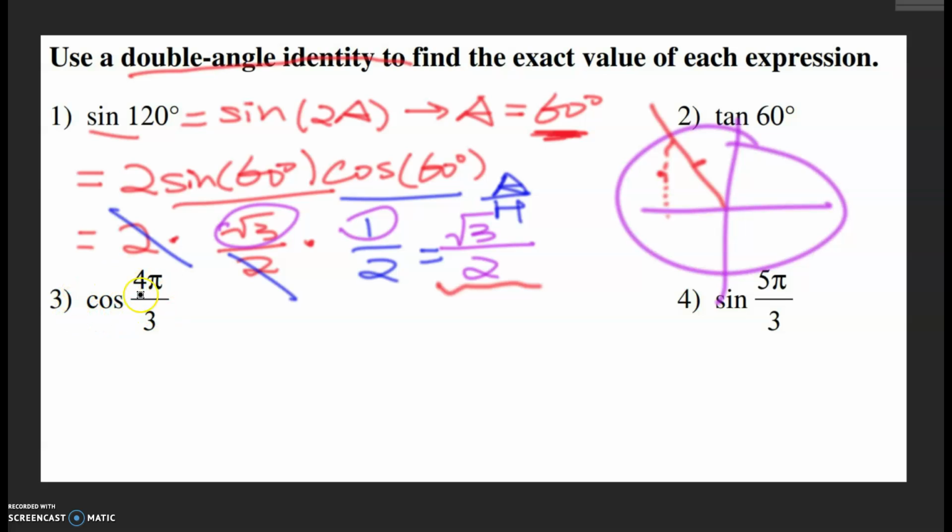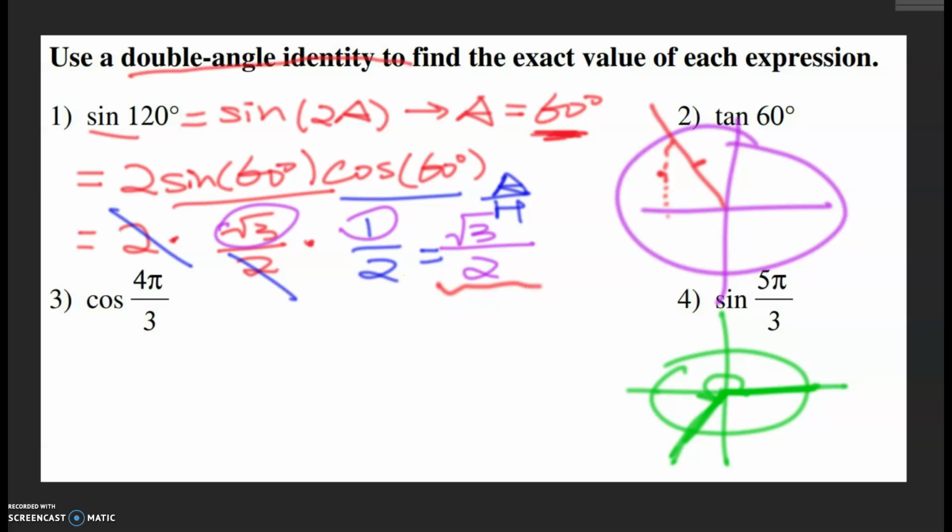Number two, cosine of 4 pi over 3, and again, we are going to use the double angle identity. We can draw this graph first. Here's a unit circle. 3 pi over 3 is pi, which is 180 degrees, and 4 pi over 3 is another pi over 3. So that's actually here. This big angle. Remember, the initial side is the positive x-axis. So here is my angle.